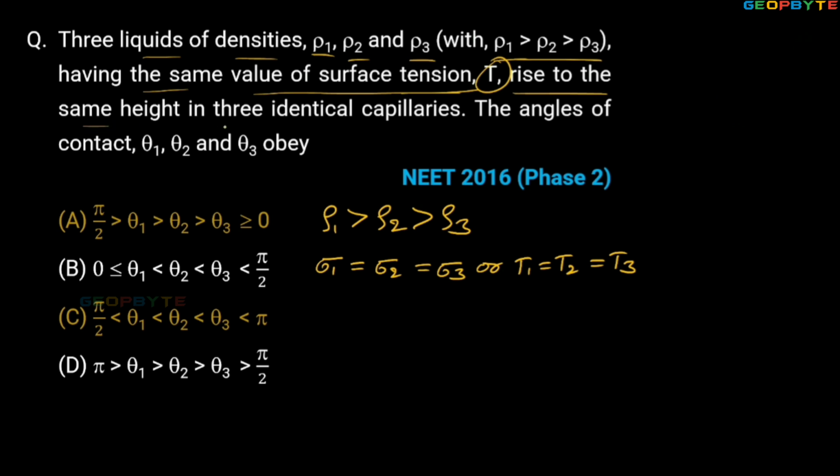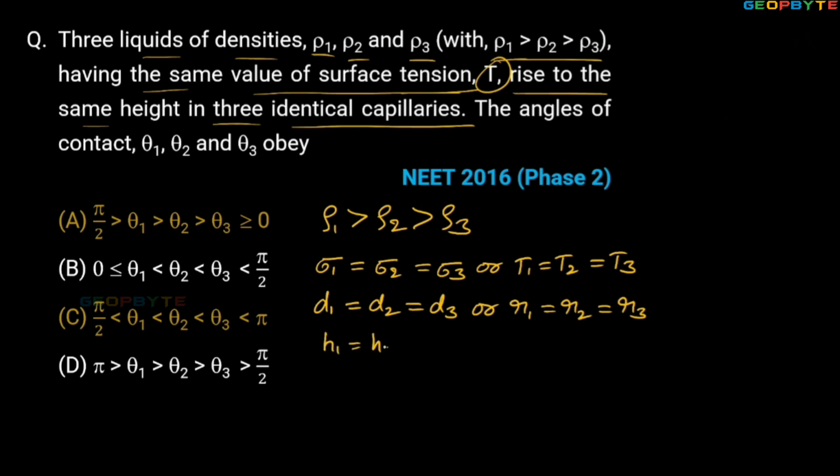Rise to the same height in 3 identical tubes. In 3 identical tubes means diameter of tube 1 equals diameter of tube 2 equals diameter of tube 3, or radius of tube 1 equals radius of tube 2 equals radius of tube 3. And rising to the same height means h1 equals h2 equals h3.